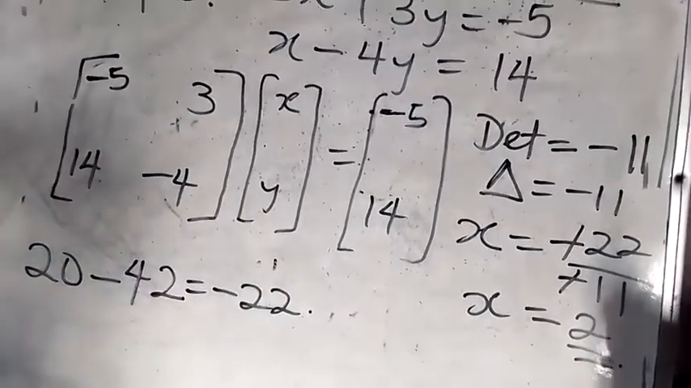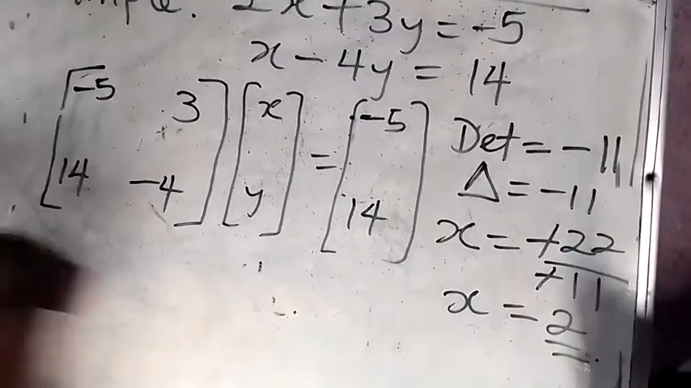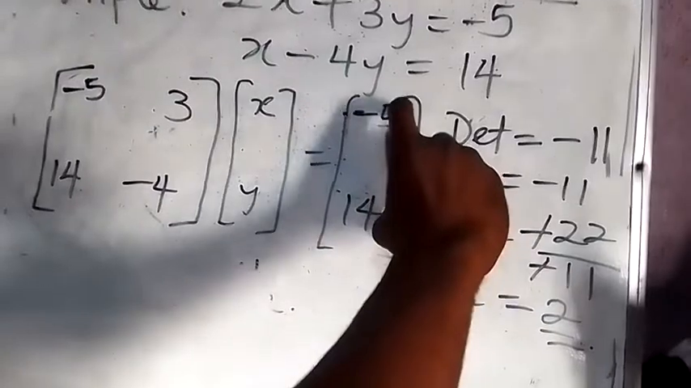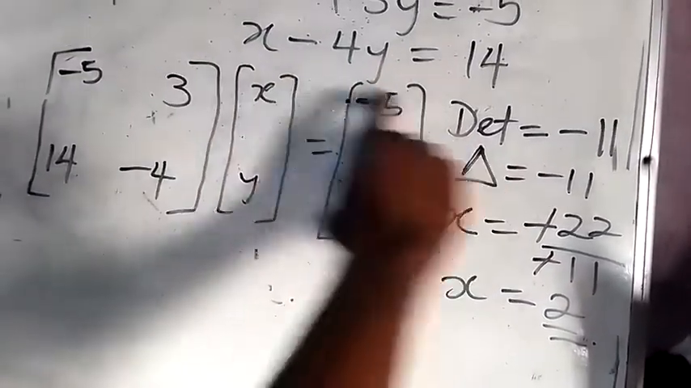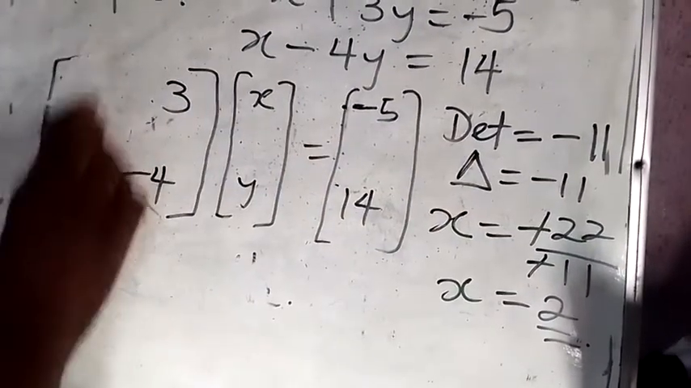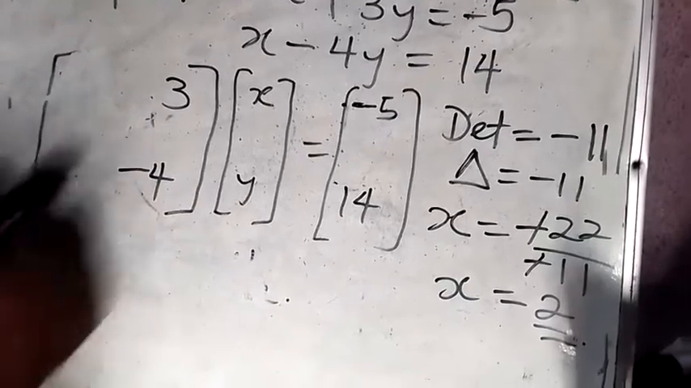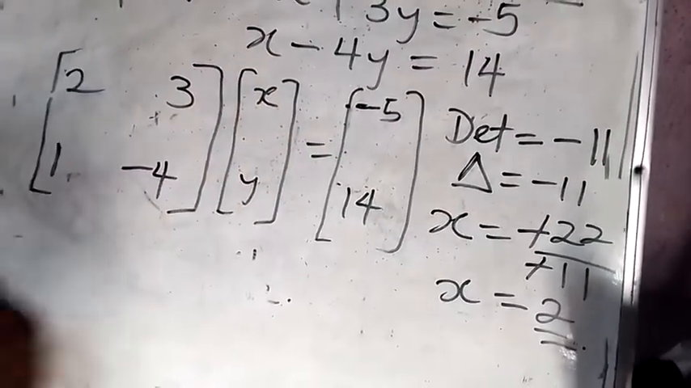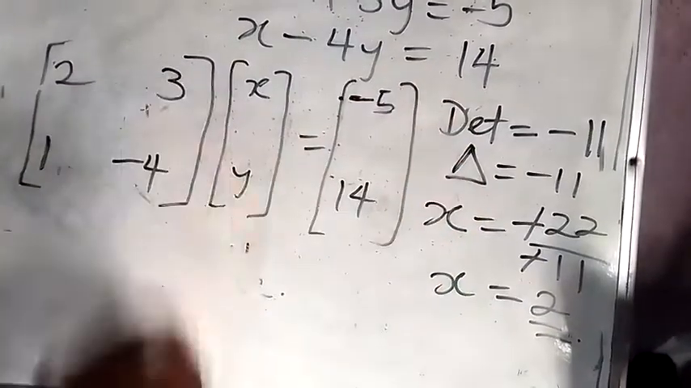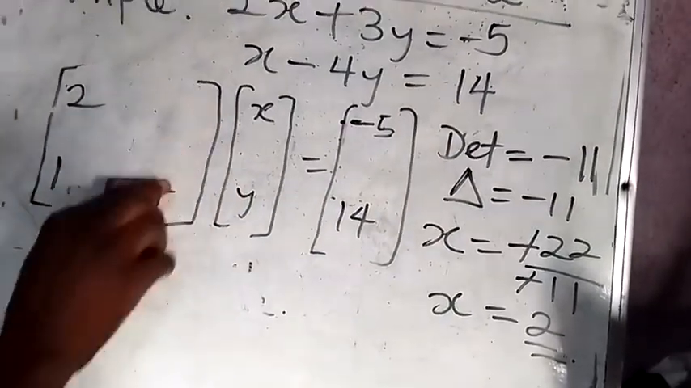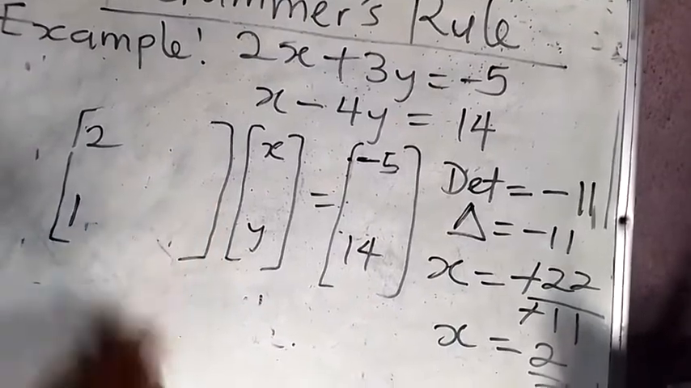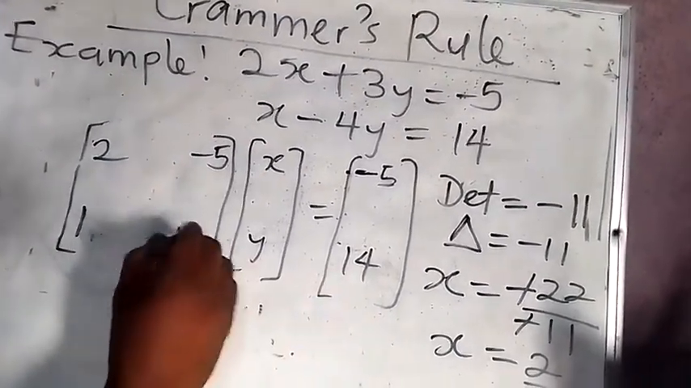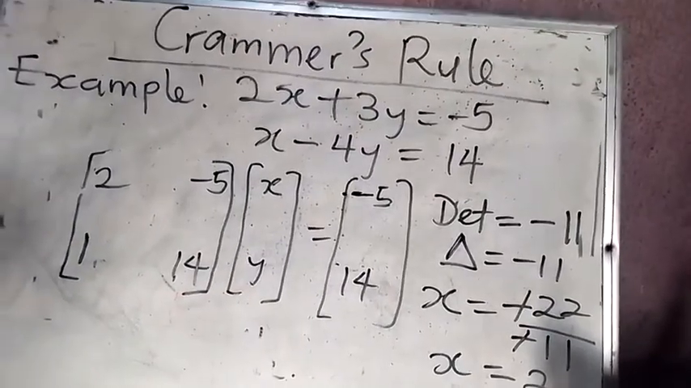Now, how do you get the y? This time around, you are returning the x column values back to their place. Don't forget we have 2 and 1. And you are bringing minus 5 and 14 to the y column. I hope you are getting it.